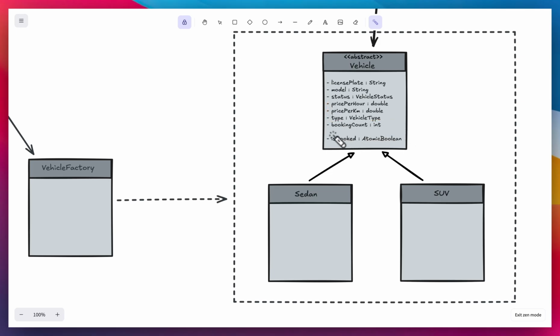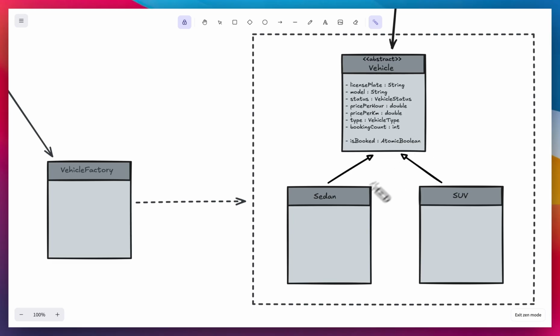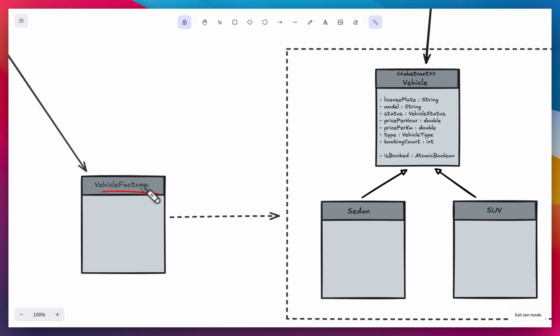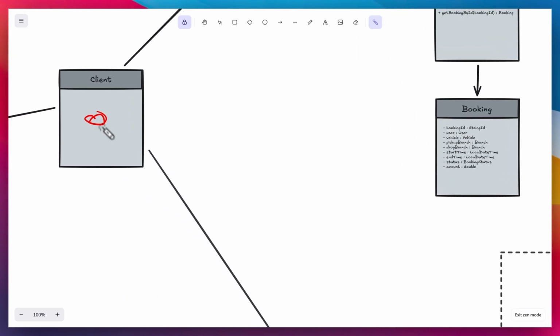Then this is the vehicle type, and this is the number of times that particular vehicle was booked. And this is the Boolean variable in order to check whether that vehicle is booked or not. And this is not the ordinary Boolean variable, it is an atomic Boolean variable. We'll discuss this in the code part. And in order to create those vehicles, I am using the factory design pattern. So I have created one vehicle factory in order to centralize the vehicle creation process. If we don't use this factory, we have to write if else conditions in the client class, which would basically violate the SOLID principle.